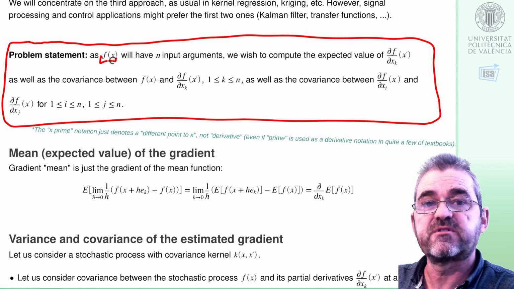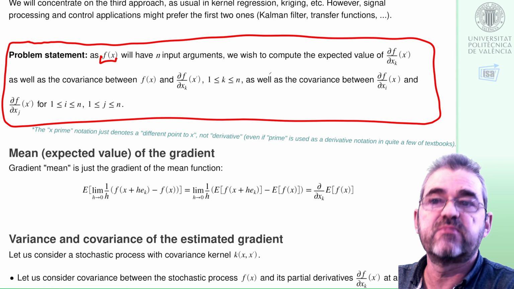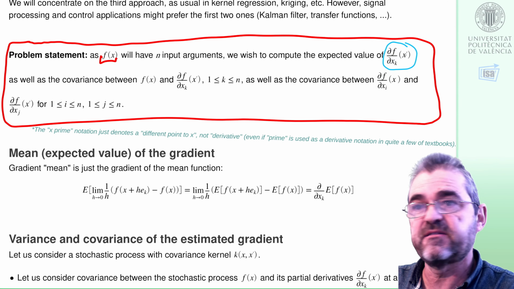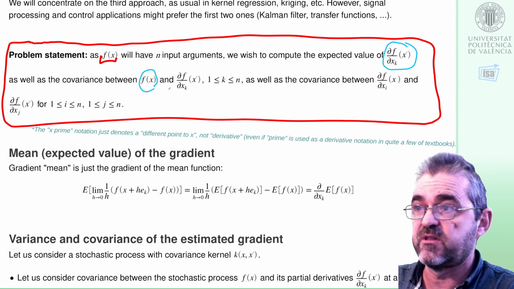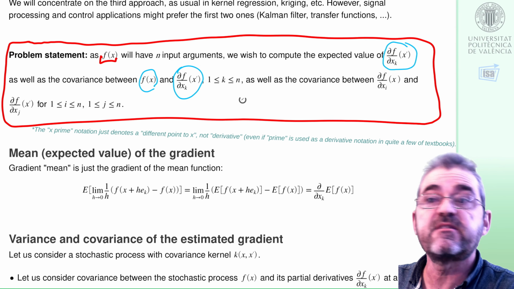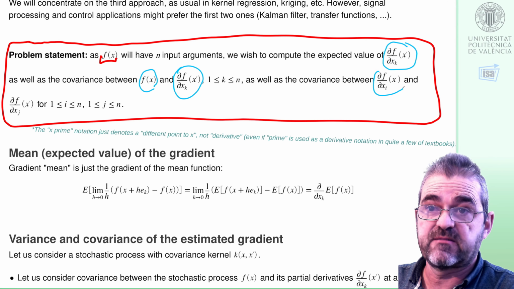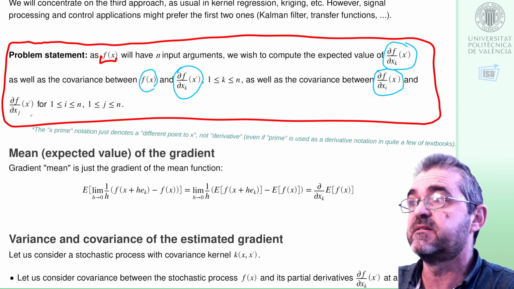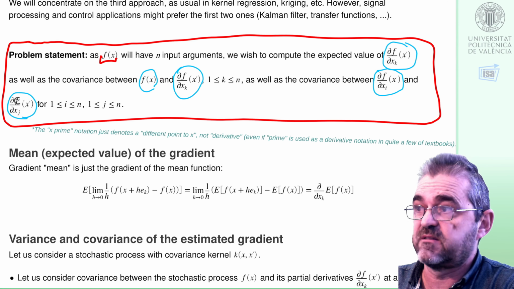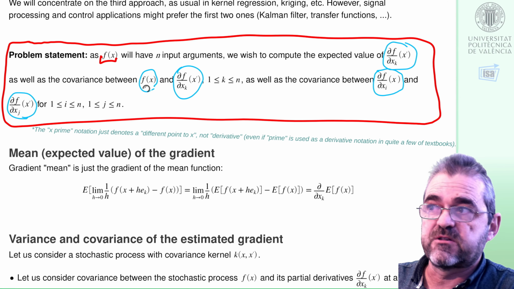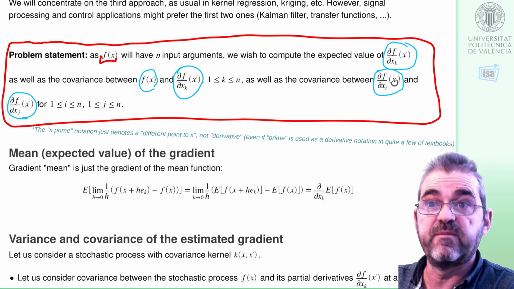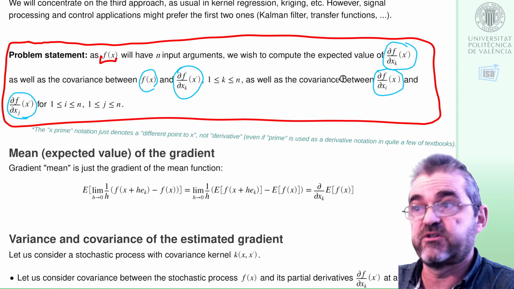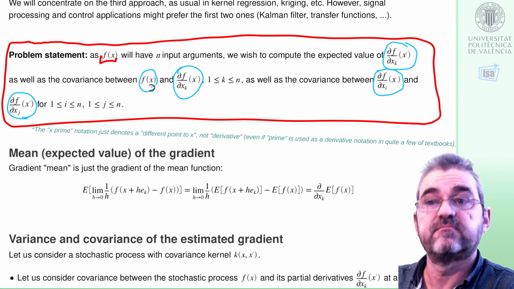We'll have a stochastic process F depending on n input arguments, and we wish to compute the expected value of partial derivatives, the covariance between the original process and its partial derivatives, and the covariance between the partial derivatives at one point in one coordinate and a different point with respect to another coordinate, because this partial derivative will be another stochastic process with some statistical correlation with the originating one, F.